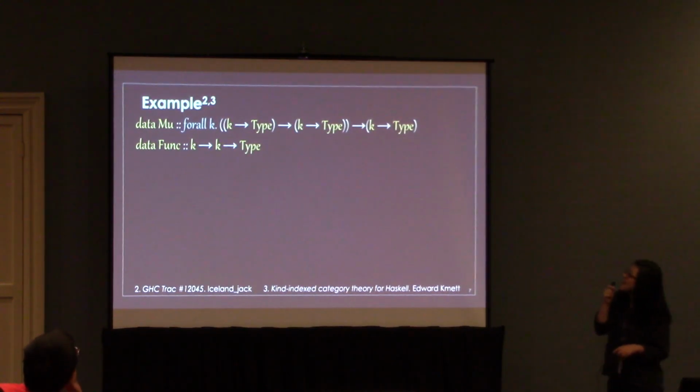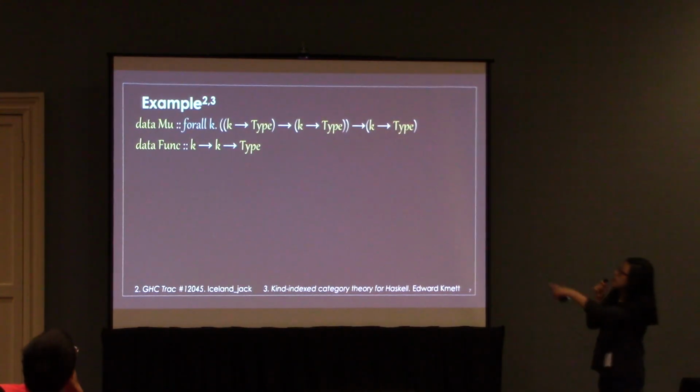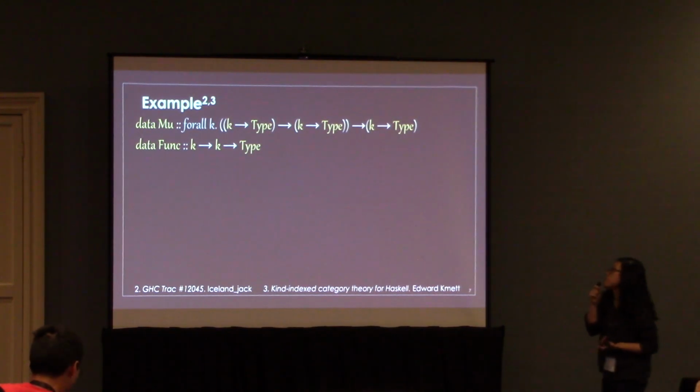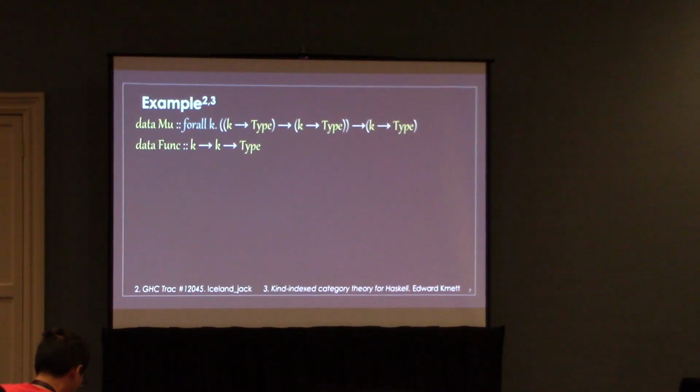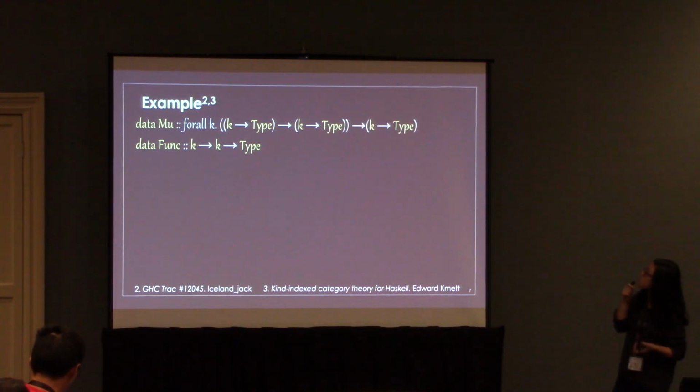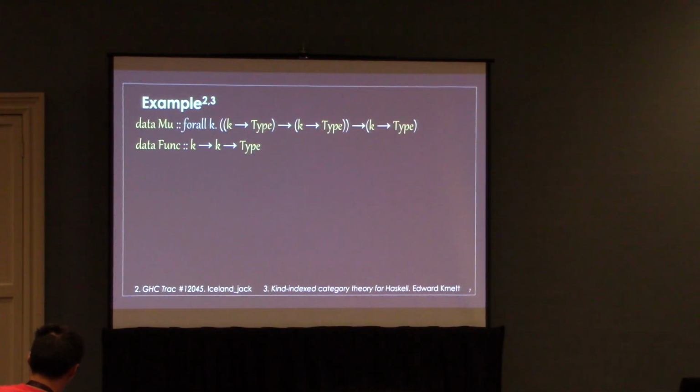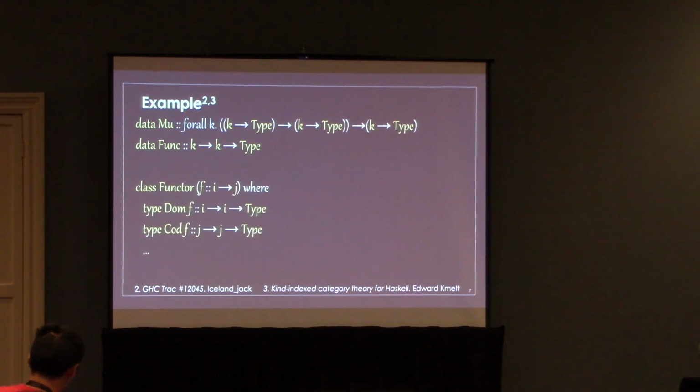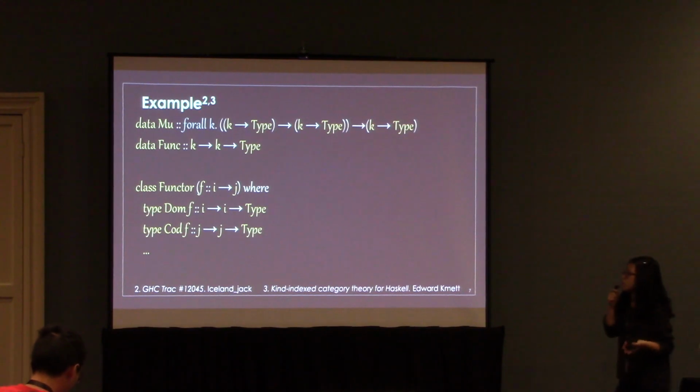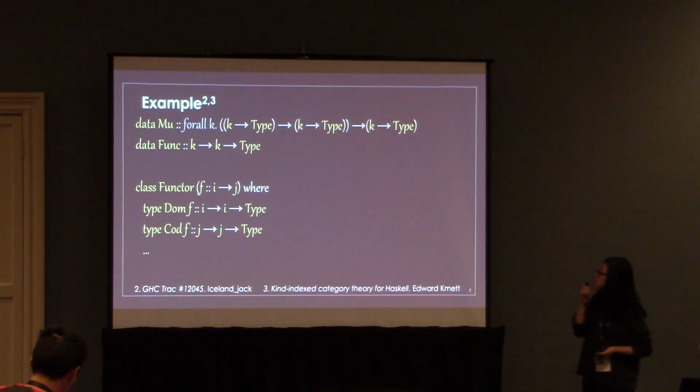I have a data type Mu with that type signature over there. You don't really know what it does. You don't even need to know what it does. Just look at the type signature of it. It's k to Type to k to Type to k to Type. And we have a data type Fun that is from k to Type. And so we have a class Functor, just like a normal type class Functor for this.